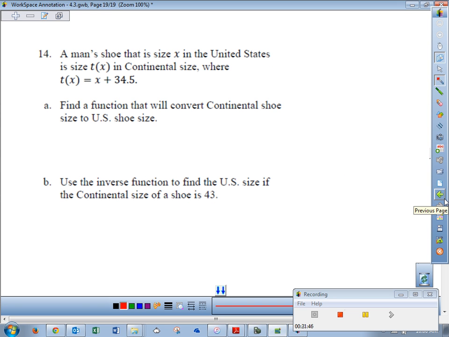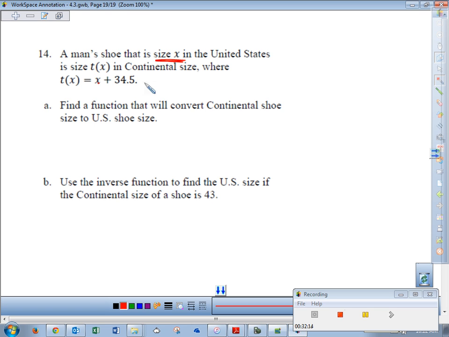Last one. Read it. Don't make these any harder than they have to be. Here's a function, man's shoe size, x. So x is their U.S. foot size. Right? To change it to continental size, which apparently is something overseas or whatever, continental size of your shoe would be this function. Take your shoe size here in America and add 34.5 to it.